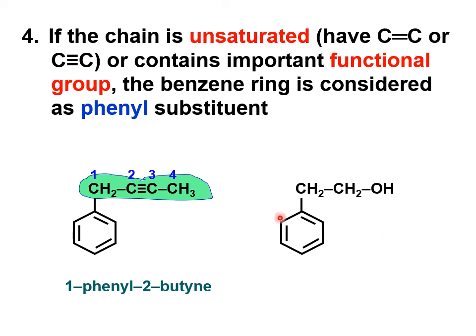So the next one, alcohol. When you have your alkyl group with the hydroxyl functional group, the parent will belong to the straight chain with the hydroxyl functional group. So in this one, the parent is known as ethanol. The carbon with the hydroxyl group will be numbered as carbon 1. So the benzene ring is attached to carbon 2. So the IUPAC name will be 2-phenylethanol.